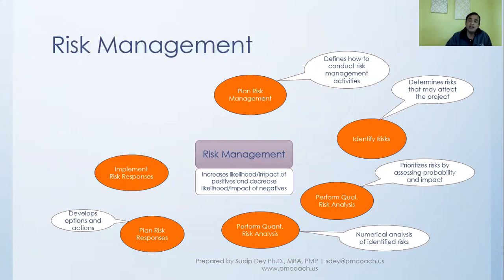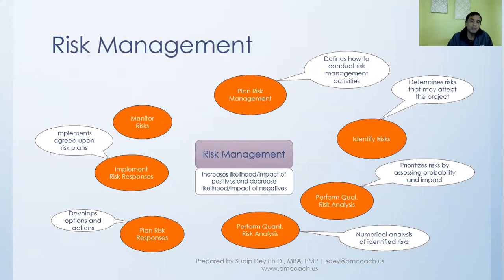Then we'll move to the process which is implement risk responses. Basically, we have identified the risks and made a plan for each of them, and then when we're executing, we'll implement whatever risk responses we have thought of whenever any of the risks is triggered.